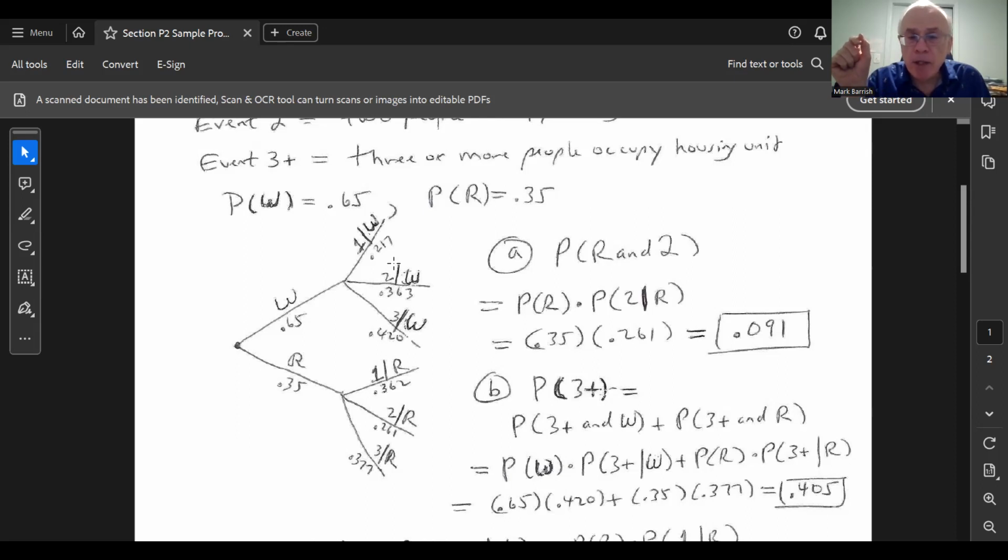And then the second number would be the probability that 2 people are living in that unit if it's owner occupied. If you go to the column that shows 2, in the owner occupied row, that's 0.363. And then this probability is the probability that 3 or more people are living there. I put it as 3, but it should actually say 3 plus.